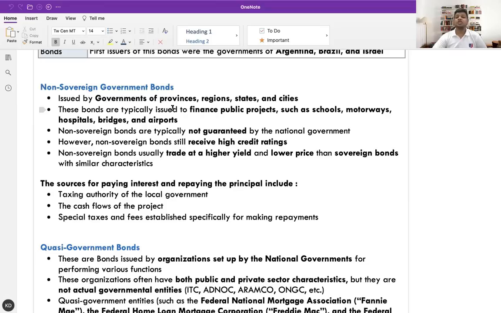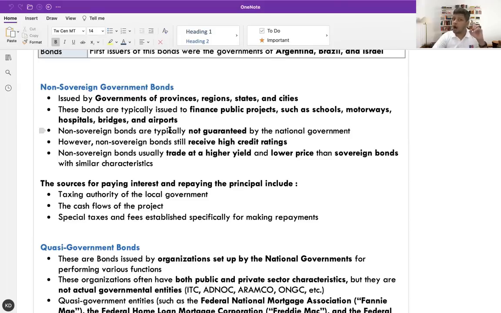These bonds are typically issued to finance local projects, maybe a dam, maybe a road, maybe a school. So various projects taken by the local authorities, those of water resource management, waste management. Most of these are issued to fund their social projects. So these are bonds typically issued to finance public projects such as schools, motorways, hospitals, bridges, and airports.